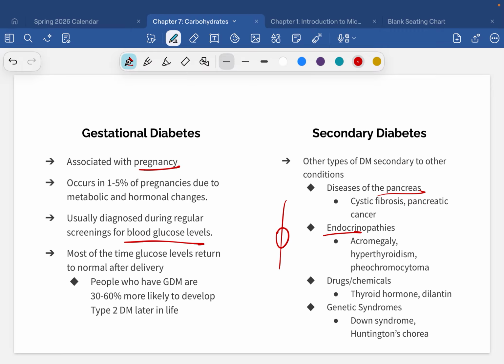Endocrinopathies are hormone disorders. So things like acromegaly, hyperthyroidism, pheochromocytoma. We're going to talk about all of those. I know you don't know what those words mean right now, but you will. But those are all issues with hormone function. Again, you screw up one hormone, you screw up a lot of the other ones too. Drugs or chemicals, things like thyroid hormones. So taking thyroid hormones makes you more likely to develop diabetes. Dilantin is a heart drug. And then certain types of genetic syndromes like Down syndrome and Huntington's disease can also put you at higher risk for developing diabetes.